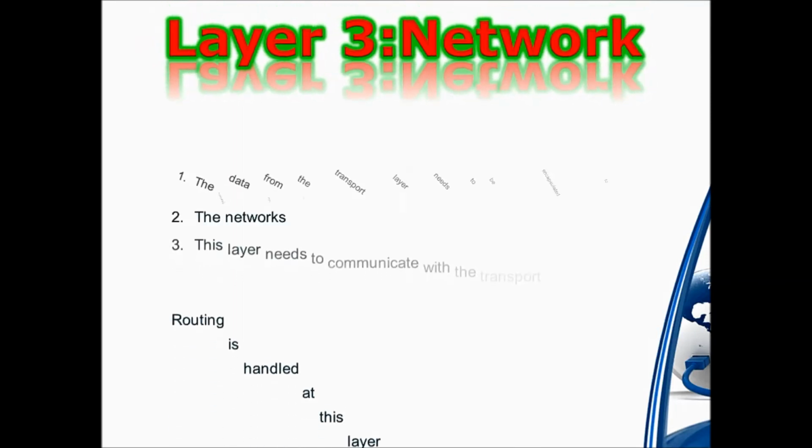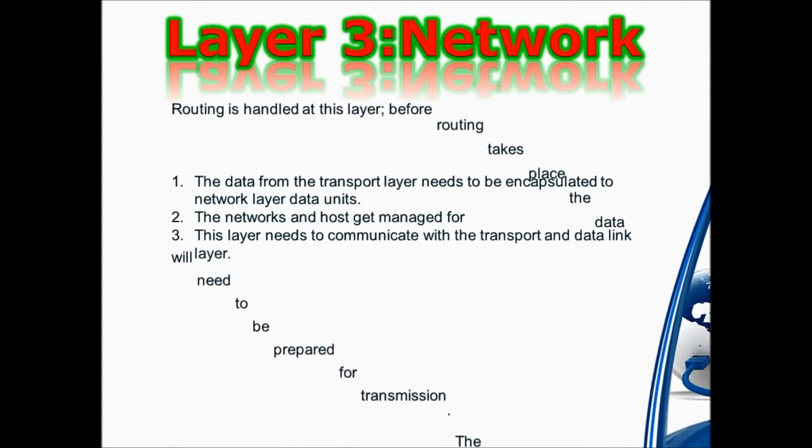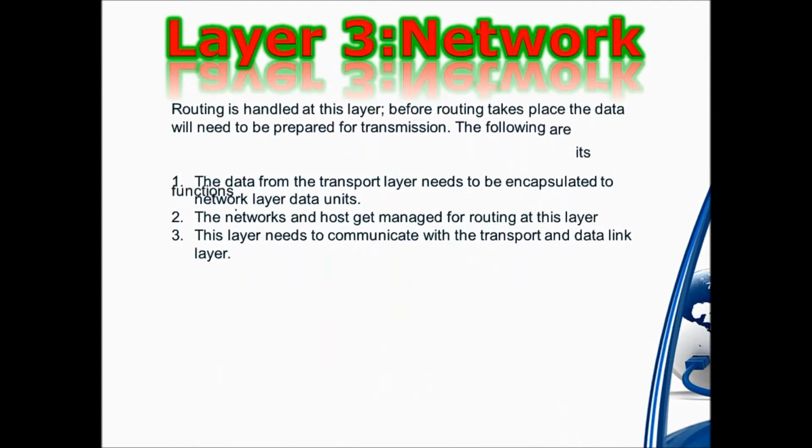Layer 3, network layer. Routing is handled at this layer. Before routing can take place, the data will need to be prepared for transmission. The following are its functions.